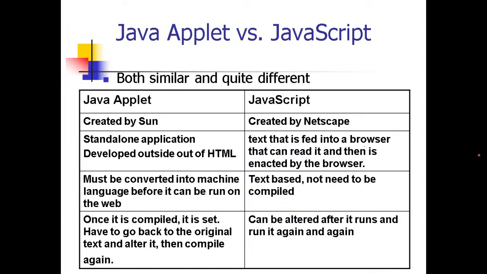Once a Java applet is compiled, if you have to alter it, you have to go back to the original text, alter it, and then compile it again. If you want to do some modification in Java code, you have to modify it, save it, and then compile it again. While in JavaScript, you can alter it and run it again and again, because it is opened in the browser.